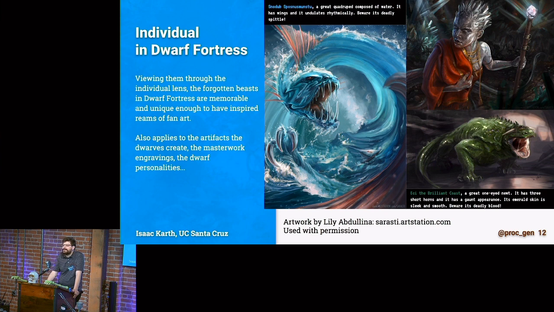And we can also think about other aspects of the generator like this, like the artifacts the dwarves create, the masterwork engravings, the dwarf personalities. We can think about how the generator handles the individual details, and how many different distinct personalities we can get out of it.